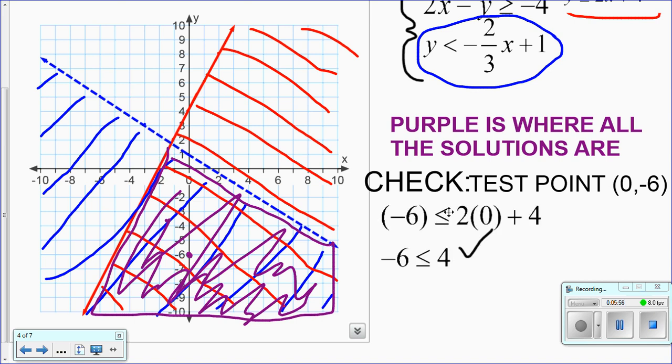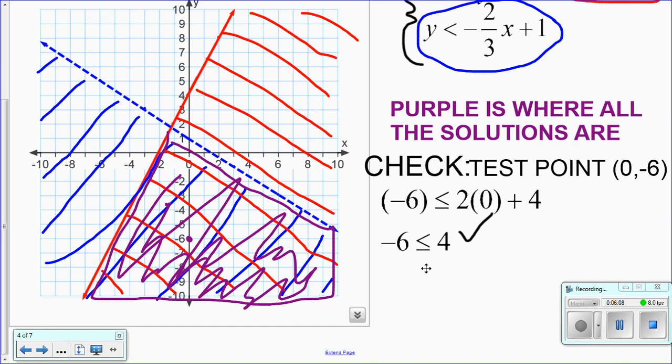So we get -6 is supposed to be less than or equal to 2 times 0, because 0 is your x and -6 is your y, plus 4. We end up getting -6 is less than 4, which is true. And we plug it into the other one as well. It needs to work for both. -6 is less than -2/3, 0 plus 1.